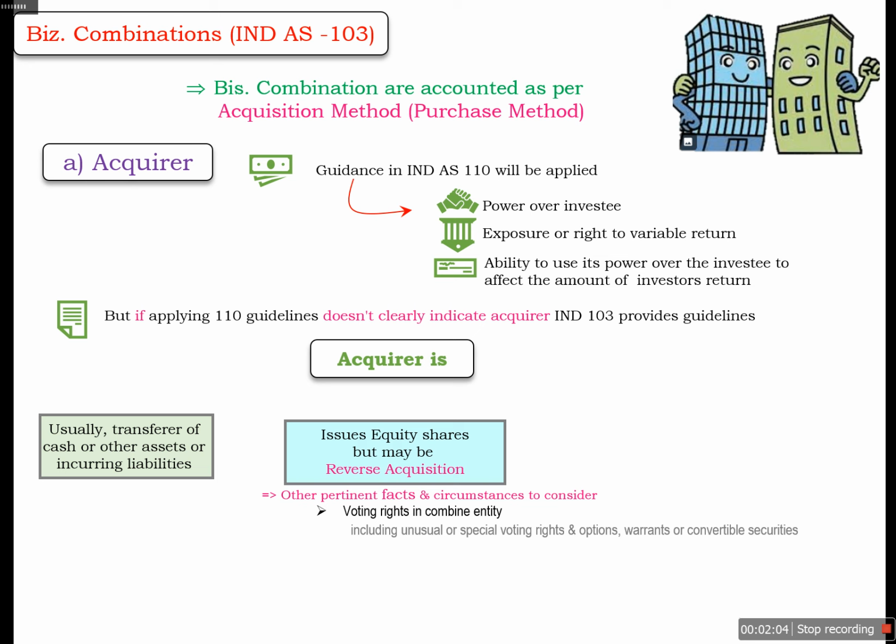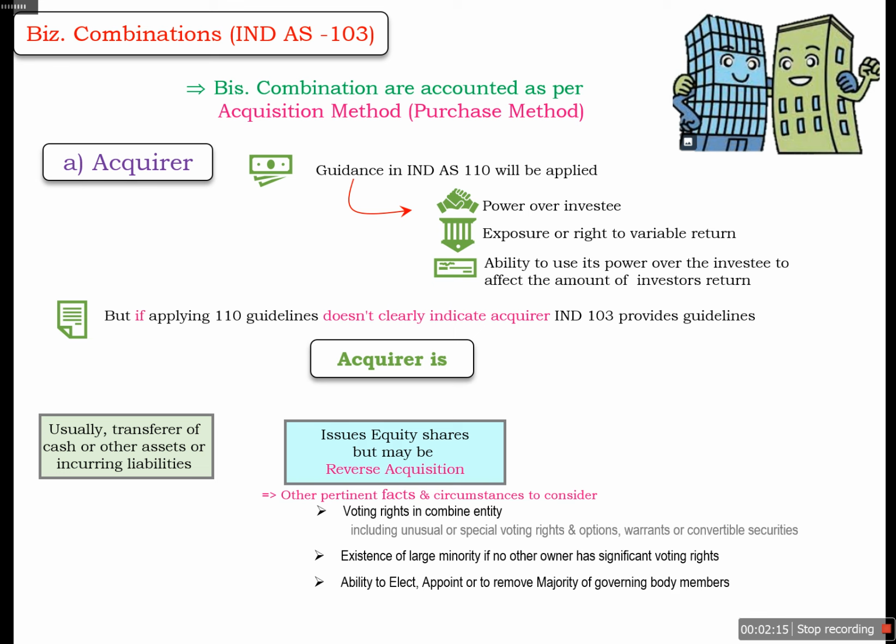Apart from it, if there is no clear-cut majority of voting rights, we need to check the existence of the largest minority voting rights, and we need to check who has the ability to elect, appoint, or remove the majority of governing body members. It means we need to check who has control over the combining entity and who dominates the management of the combining entity. And we need to check the terms of exchange of equity interest.